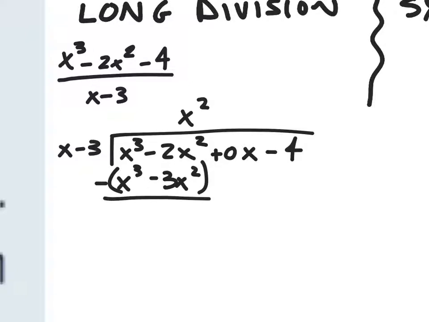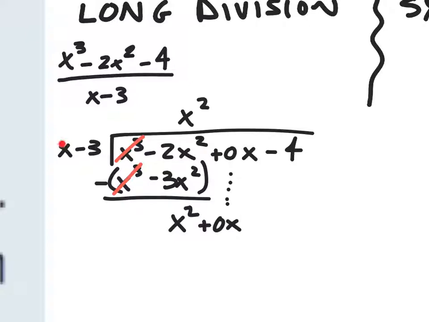And so here's what I'm going to get as a result. I'm going to get x cubed minus x cubed, and that's going to cancel out to 0. And you always want that to happen with your leading term. And then if I have negative 2x squared minus negative 3x squared, that's really negative 2x squared plus 3x squared, which is just going to give me a positive x squared. I'm going to drop down my 0x, so plus 0x, and then I'm going to repeat that same process.